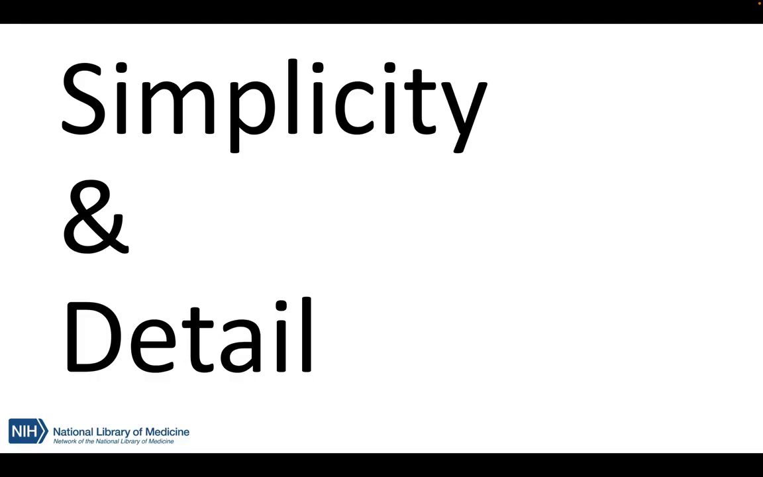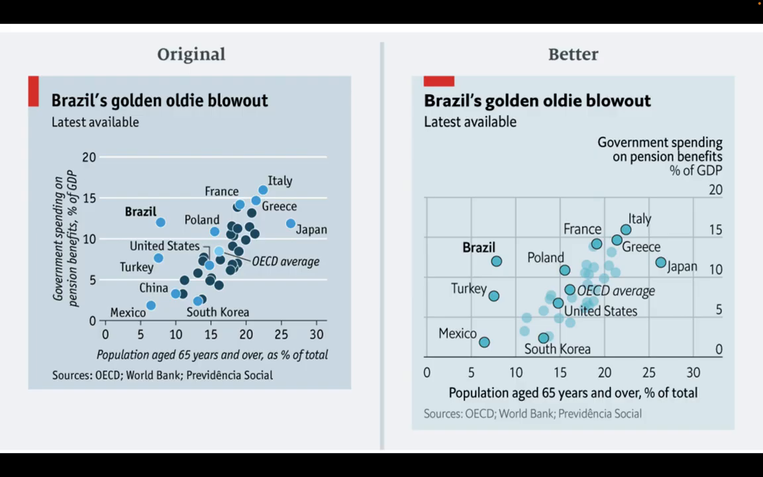In the previous video, we discussed ways that error and uncertainty may be unclear in our data visualizations. In this video, we'll discuss the role of simplicity in detail in our data communications. A few years ago, The Economist put out a blog post discussing recent visualizations that they had published and ways that they felt that they could have improved their visualizations.